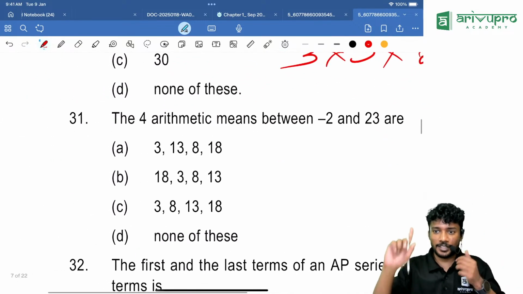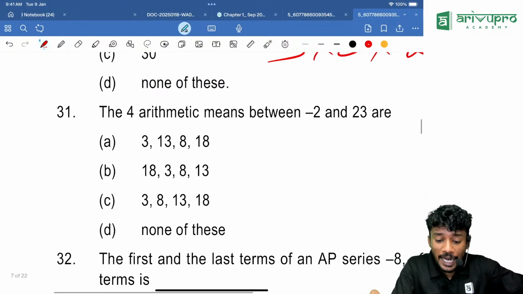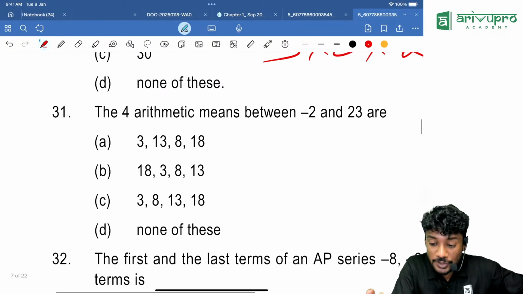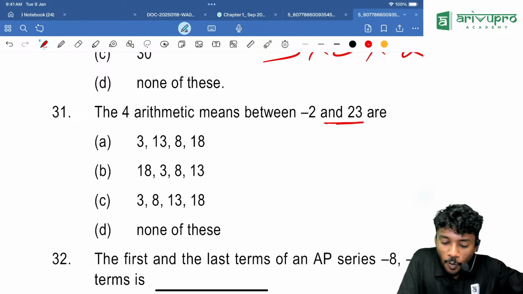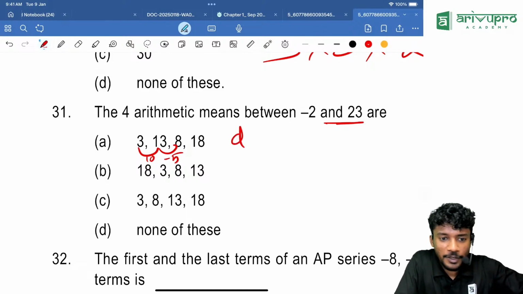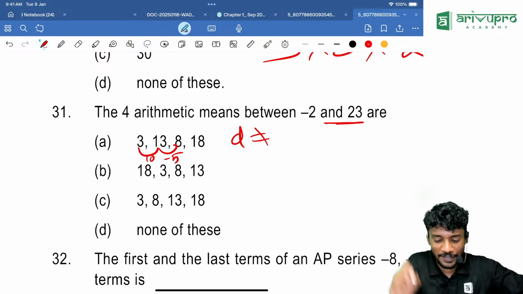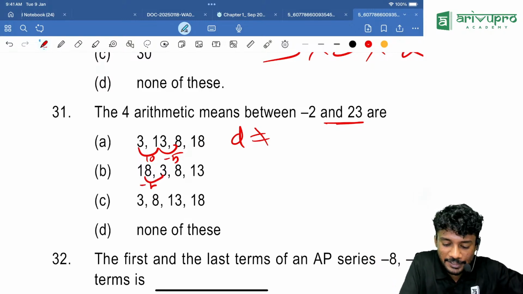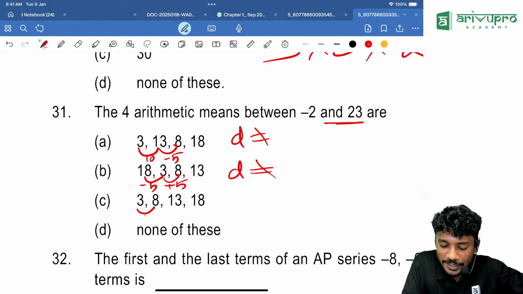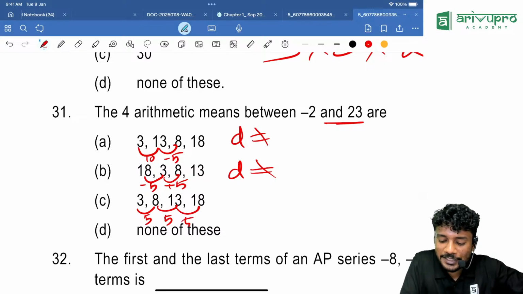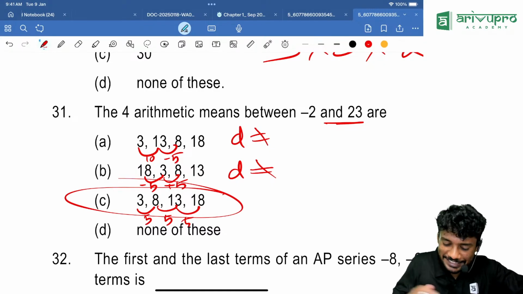Option hit, people. 1 second. Option hit. The arithmetic means between -2 and 23 are what? Arithmetic mean. What is the difference? 10. What is the difference? If you look into it, it is what? -5. Correct? That means D is same. Common difference is not same. Common difference is not same. Look at this. Now how much is it? -15 plus 5. Is common difference same? It is not same. Then how much is it? 5, 5, 5. That means common difference is same. Option C is our answer.